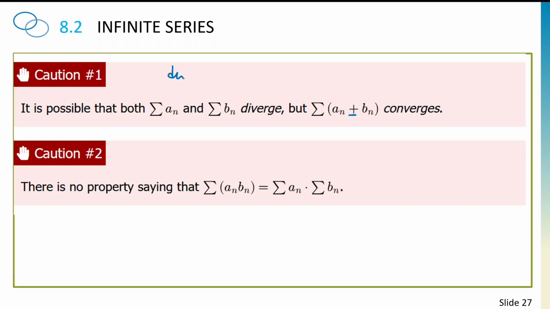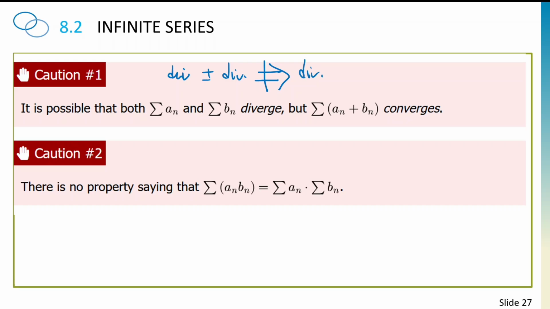So if it's divergent plus or minus divergent, the result is not necessarily divergent. We don't know. Maybe it's divergent, maybe it's convergent. You can't guarantee it. It does not imply that it's 100% divergent. You need to check. Okay, so nothing says that their addition is divergent.